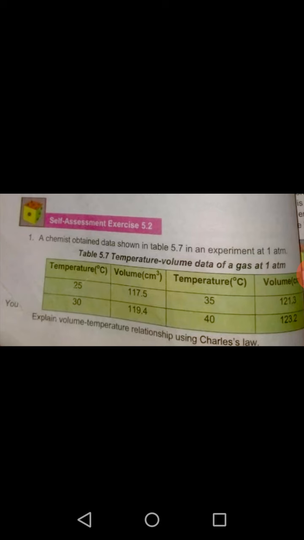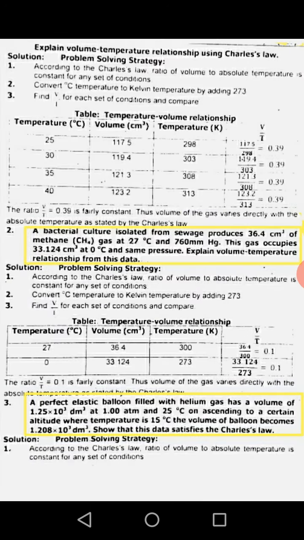We have to prove Charles' law by using these values of temperature and volume. So, here are the first three steps. Step 1 is, according to Charles' law, you know students that the ratio of volume to absolute temperature is constant for any two sets of conditions.